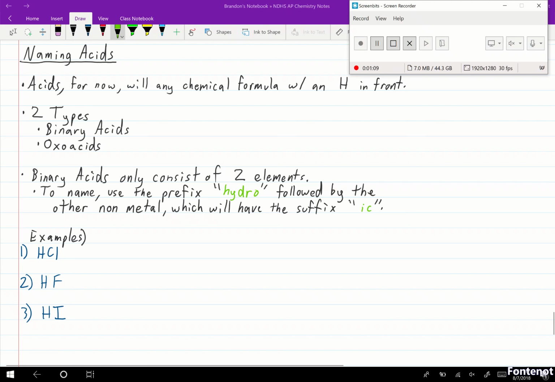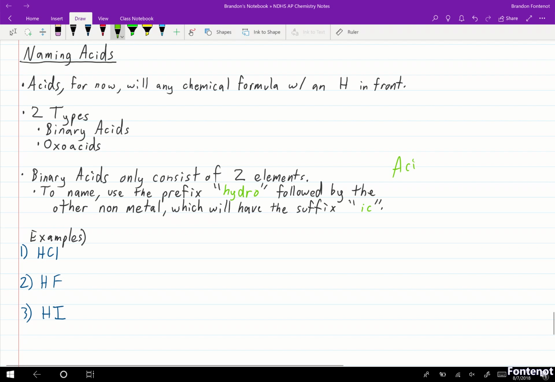Binary acids consist of only two elements, one of those being hydrogen. Alright, now the first part of hydrogen is hydro, which makes you think water, but it's not water, it's hydro for hydrogen. Alright, here we go. To name binary acids, you're going to use the prefix hydro, followed by the other nonmetal, which will then have a suffix of -ic. And I remember that because acids are icky. Alright? Super duper icky. They're gross. They're not our favorite things here in chemistry land.